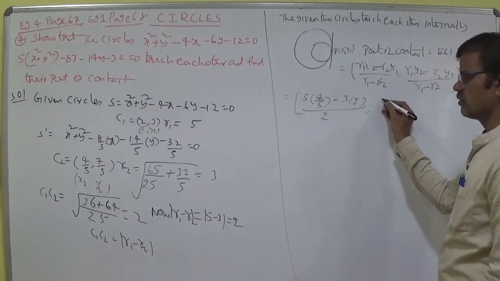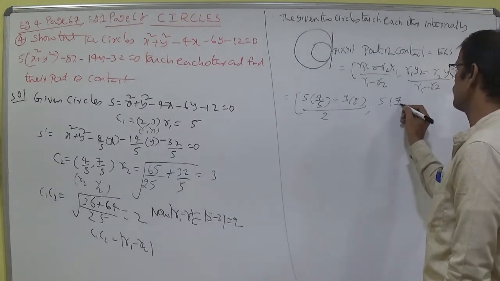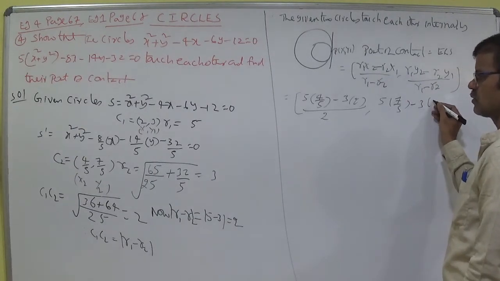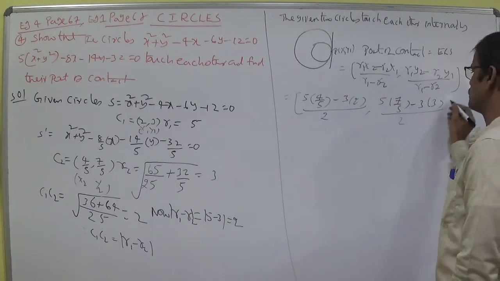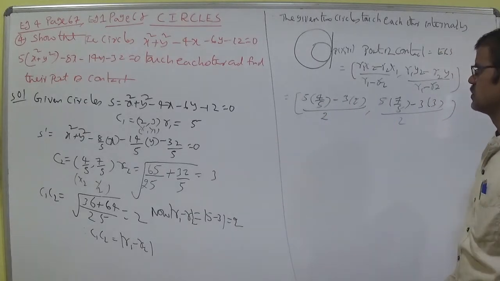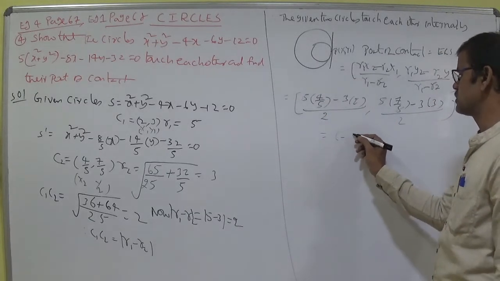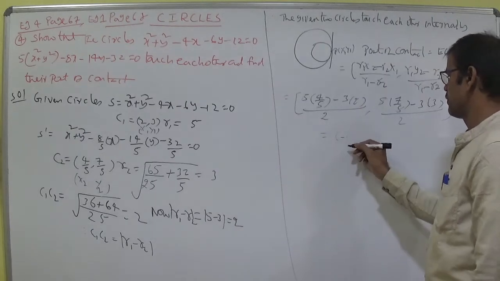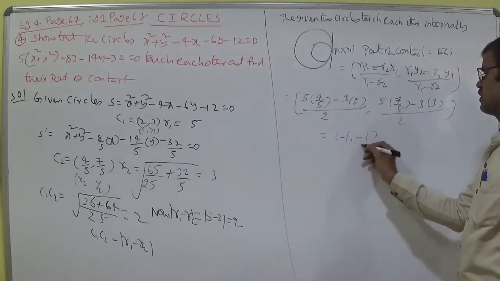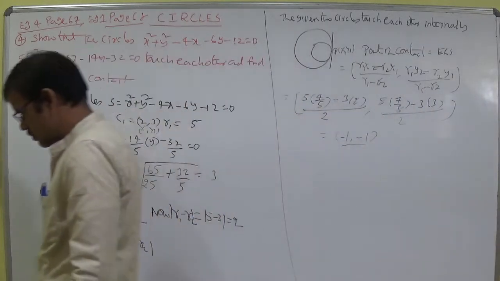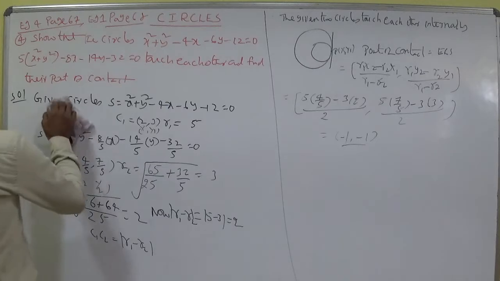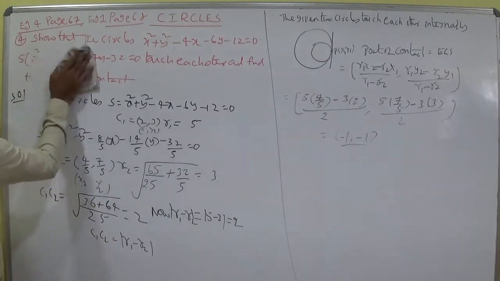Now here you write R1y2 minus R2y1. So 5 into 7 by 5 minus 3 into 3, by 2. 5 gets cancelled. 4 minus 6 is minus 2, minus 2 by 2 is minus 1, comma. Here 7 minus 9 is minus 2, minus 2 by 2 also minus 1. Point of contact is minus 1 comma minus 1. Yes. Example 4 completed. Let us discuss page number 68, example 1.